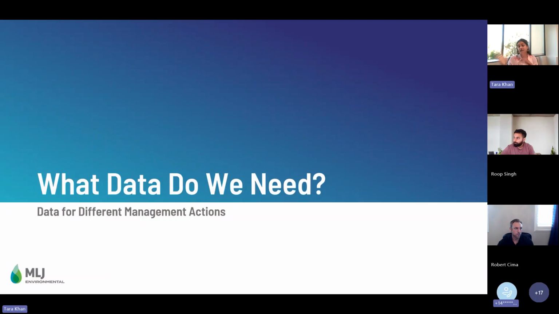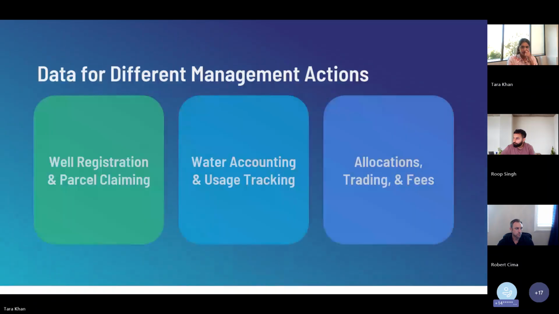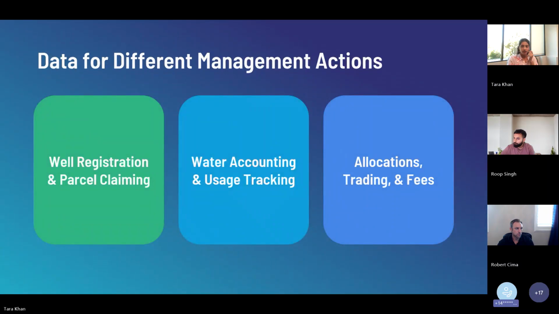So now that we know that our data choices have to come from our policies and management strategies, let's get into a bit of what data we should be collecting. Okay, so there were a lot of different ones that came up on the Mentimeter. We are going to touch specifically on these three: well registration, and with that comes parcel claiming, water accounting and usage tracking, and then allocations, trading, and fees.